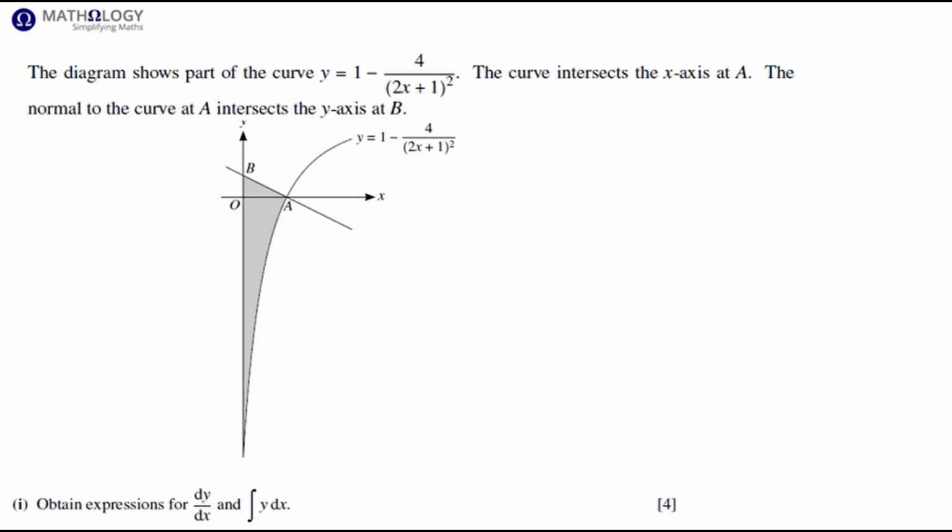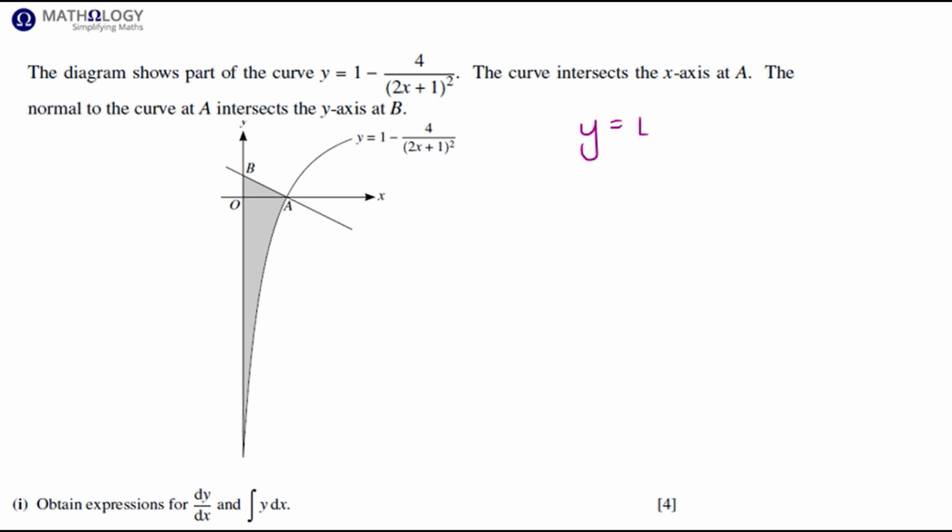The diagram shows part of the curve y equals 1 minus 4 over (2x plus 1) all squared. The curve intersects the x-axis at A. The normal to the curve at A intersects the y-axis at B. Obtain expressions for dy dx and the integral of y dx.